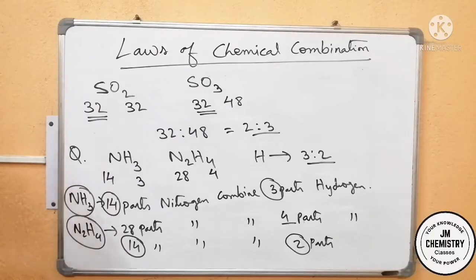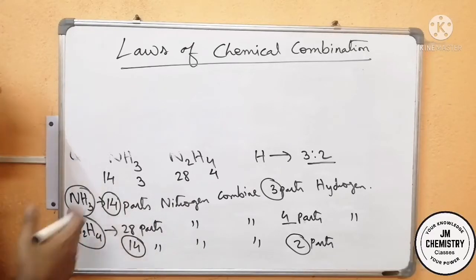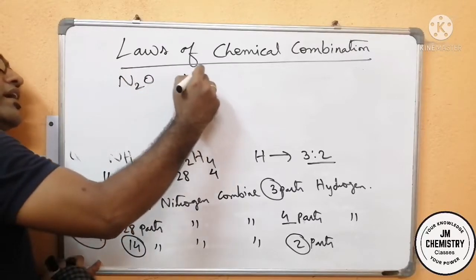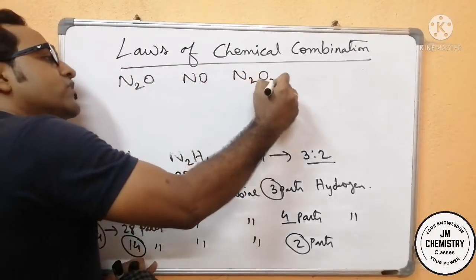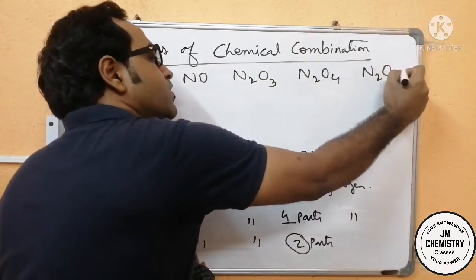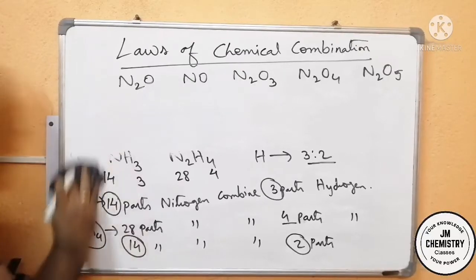Let's move on to our next example. In this law we have learned that if 2 elements A and B combine to form more than one compound, it is not necessary that we discuss only 2 compounds. It can be 3, 4, 5, 6 compounds, like this. For example, N2O, NO, N2O3, N2O4, N2O5. These are the oxides of nitrogen. Here also the law of multiple proportion is valid. Let's check.